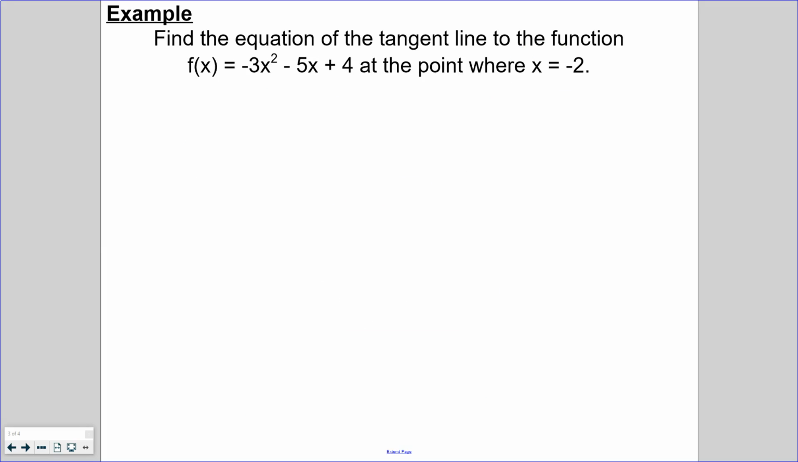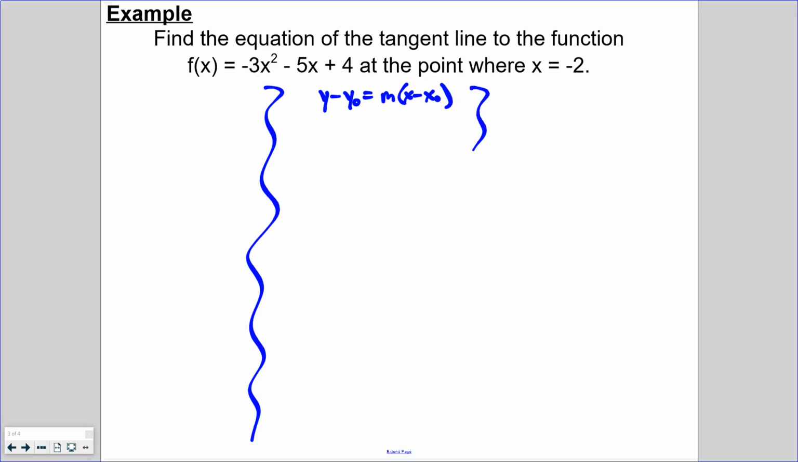Alright, next up we have the same directions, just a new function and a new point. So we're going to find the equation of the tangent line to the function f of x is equal to negative 3x squared minus 5x plus 4 at the point where x equals negative 2. So we'll start off just like we did before. We'll write the equation of our tangent line in point-slope form. And then we're going to want to do some scratch work on either side.